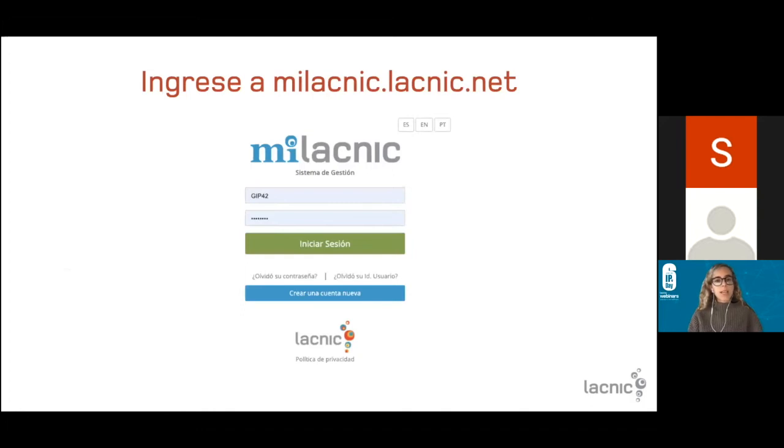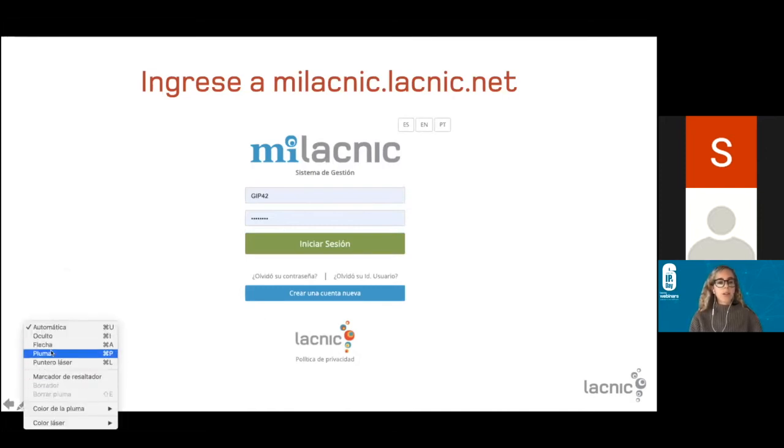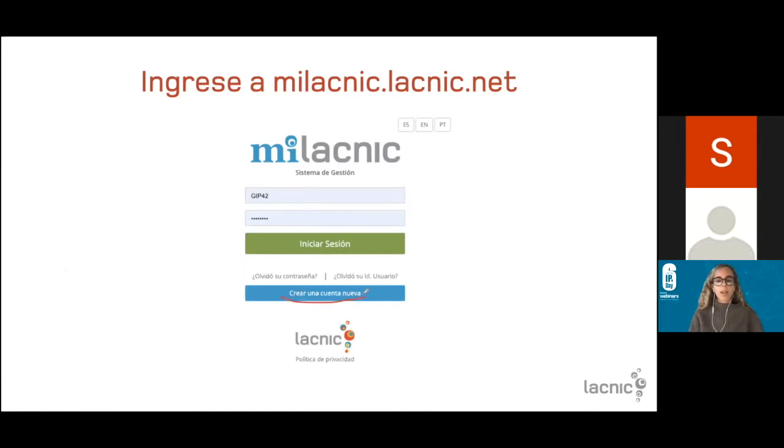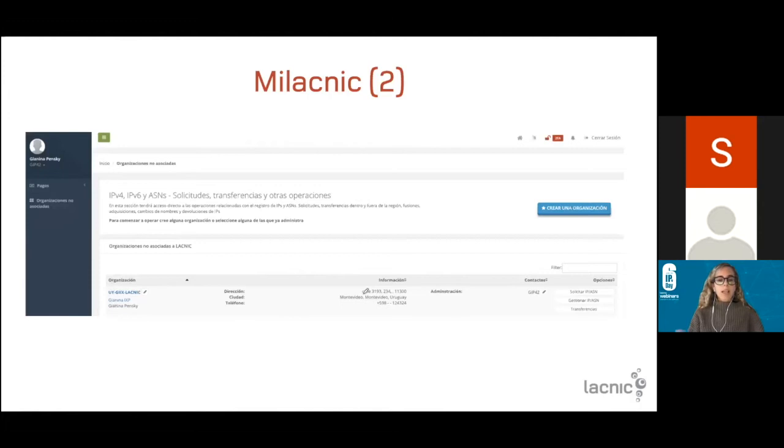Now, how do you request it? You have to enter lacnic.net. There you enter your user's name and your password. If you don't have a user's name, you come here, you create a new account, and you fill in the form with the basic data, and you come in, you enter, and there you see a screen like this one.